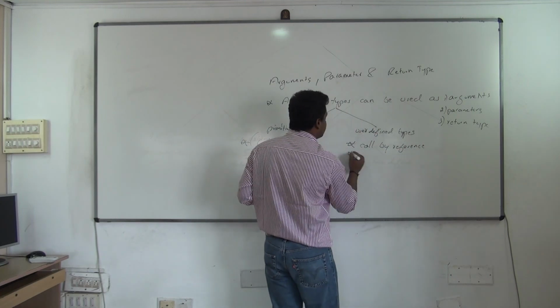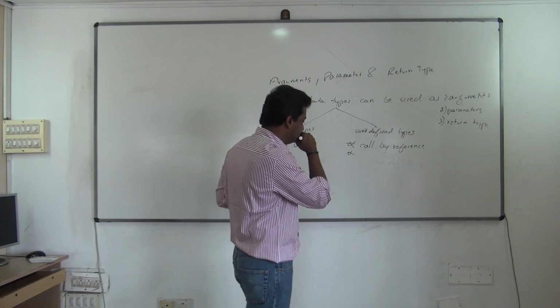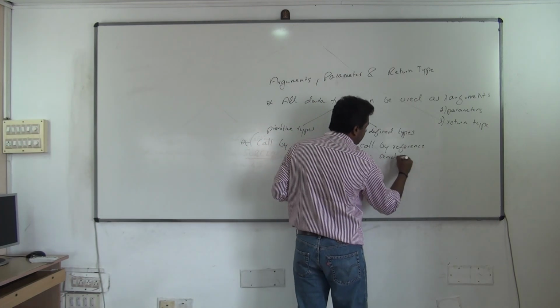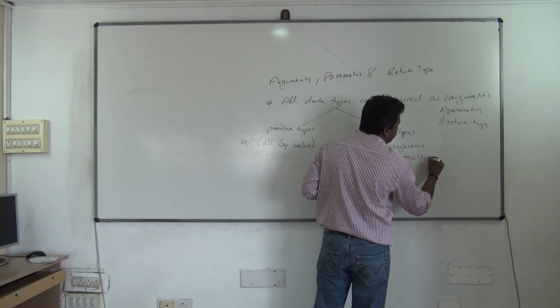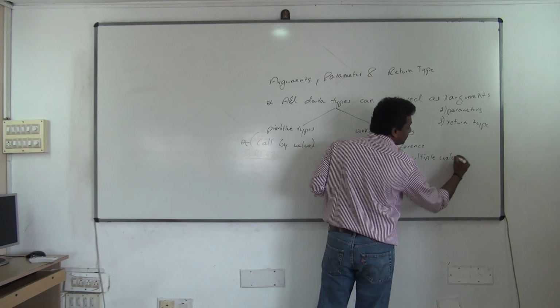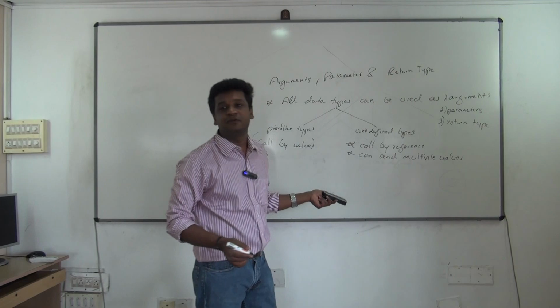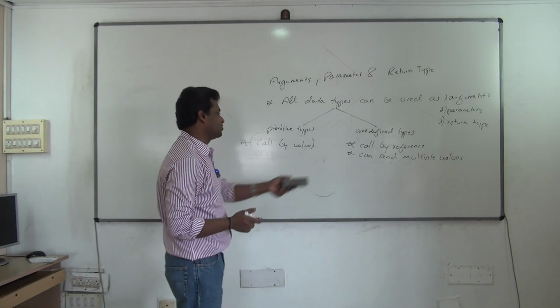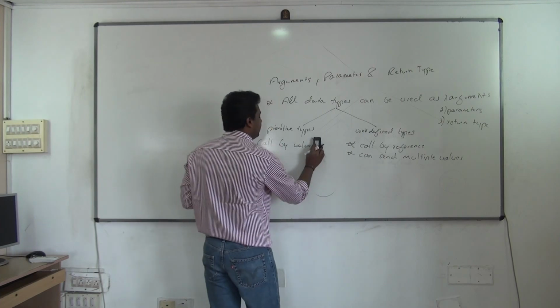Now why do you send user defined data type as argument, return type and all that? Because we can send multiple values. That's the main reason why we use user defined data type. We can send multiple values. Okay, so there it is called by reference. Here it will be called by value.